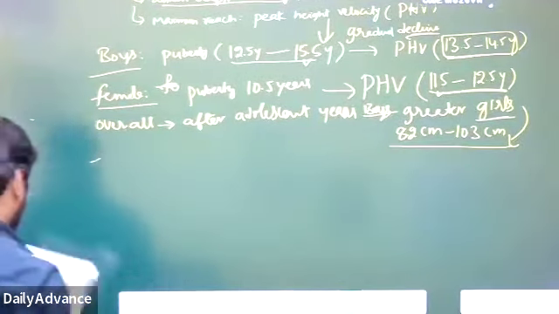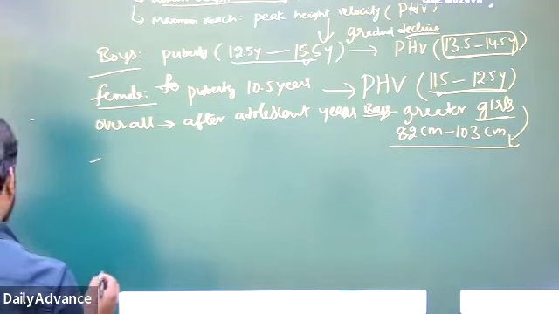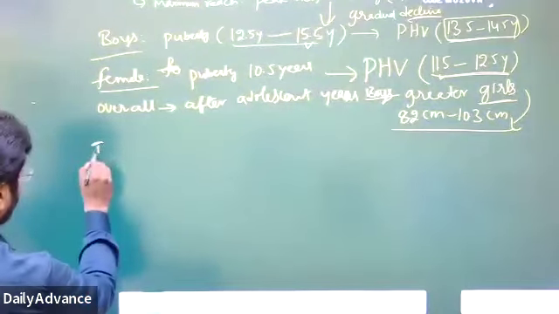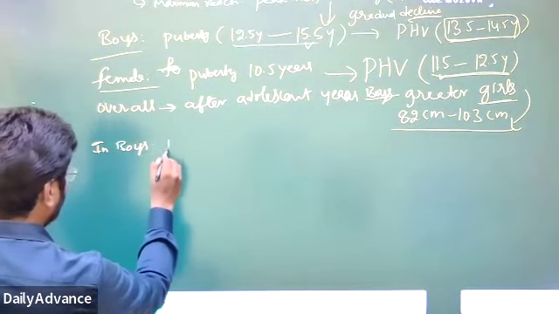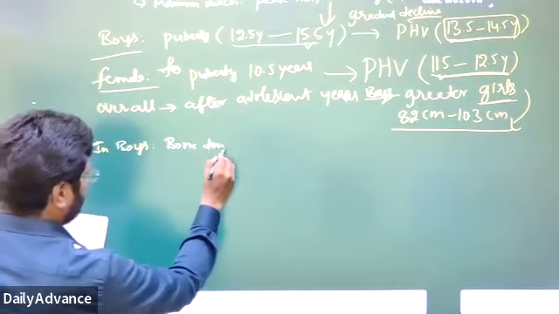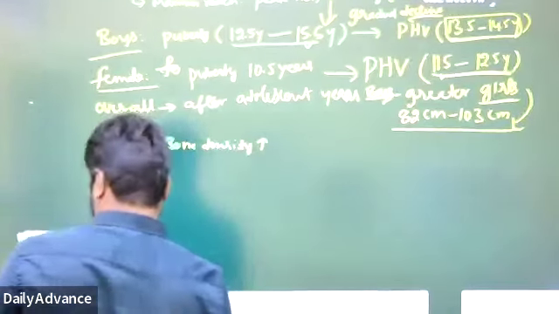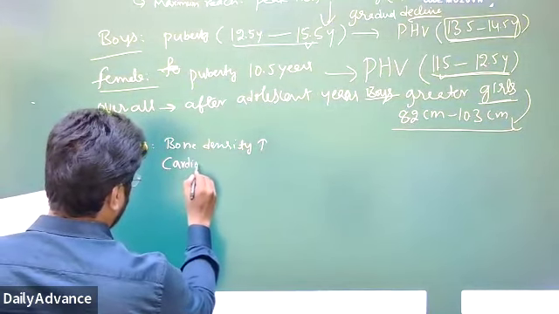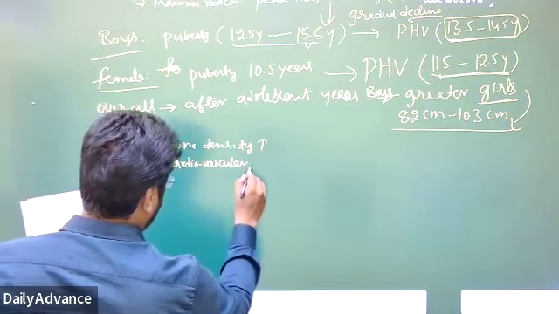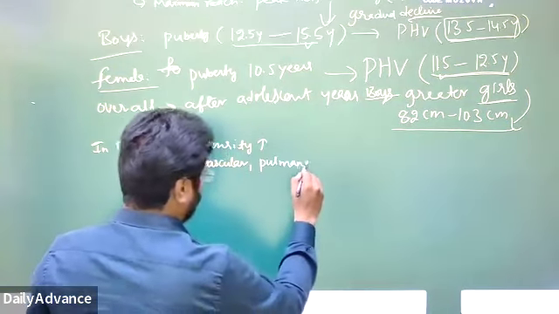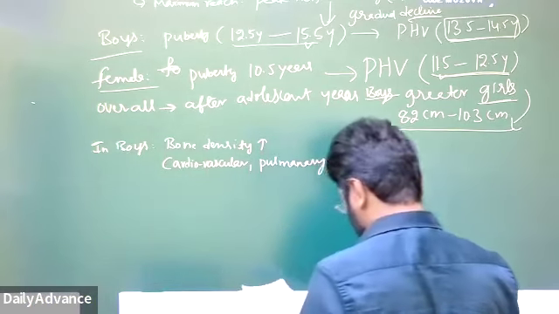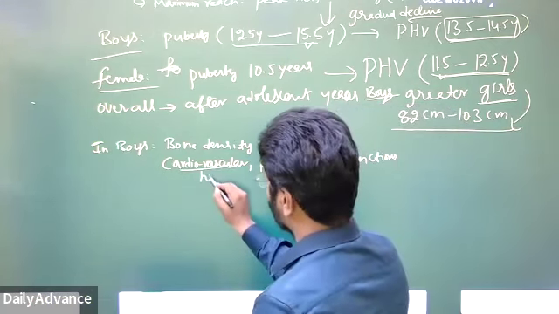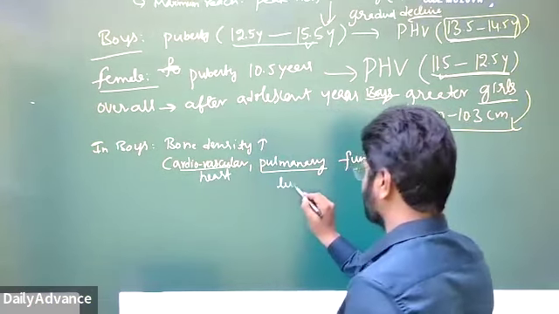Another point in adolescent growth spurt you can refer: in boys, bone density increases. So bone density increases, that is physical maturity. Next, cardiovascular and pulmonary functions increase. Cardiovascular means the heart. So bones, heart, lungs. Pulmonary means lungs.